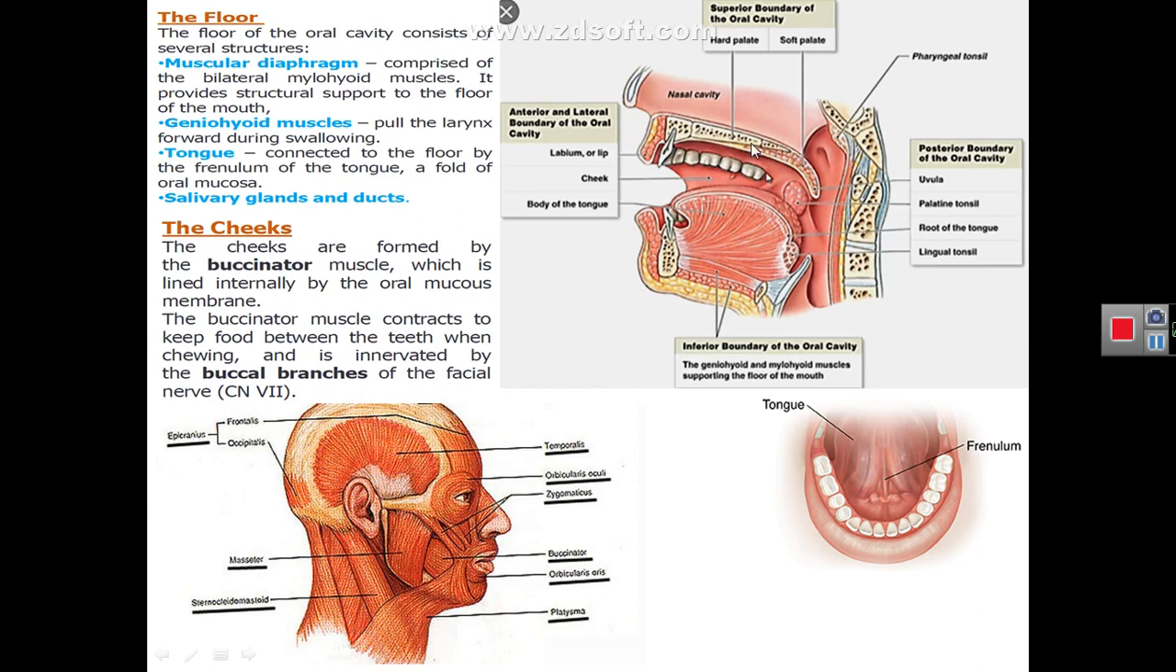We must say that the palate, soft or hard palate, is covered superiorly by a mucosa which is respiratory mucosa, mucosa of the nasal cavity, while the palate is lined from inside by mucosa of the mouth. And we can see that the undersurface of the tongue is connected to the floor of the mouth in the midline by a fold of mucosa called the frenulum.